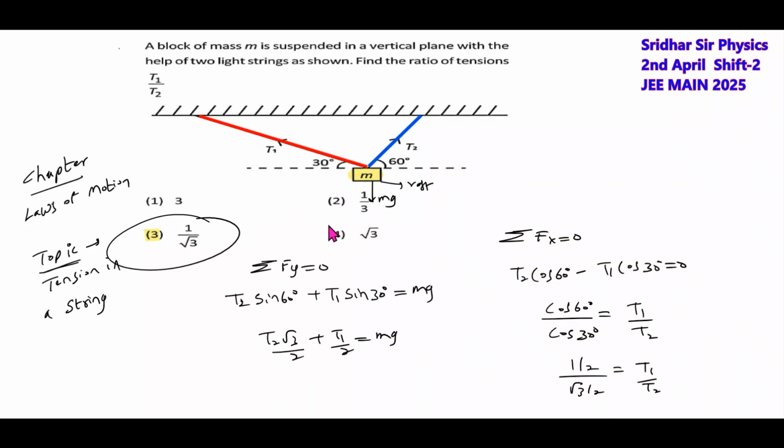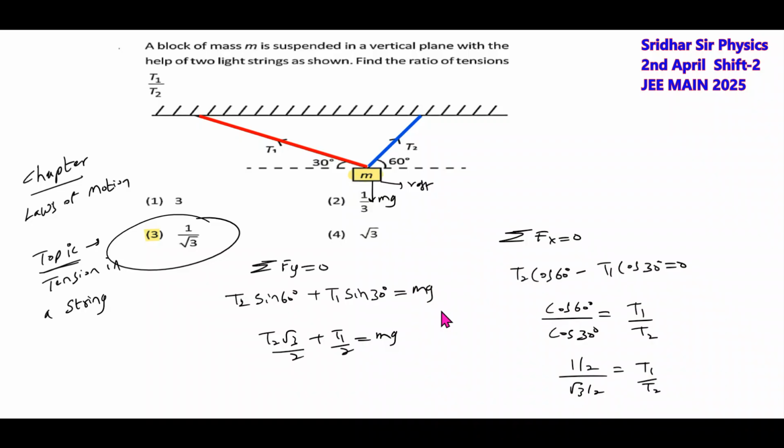A simple idea-based question based on the equilibrium of the bodies. In the laws of motion chapter, we do come across equilibrium of bodies. And what about the tension? Tension should always act away from the body. So all these ideas we have applied here.